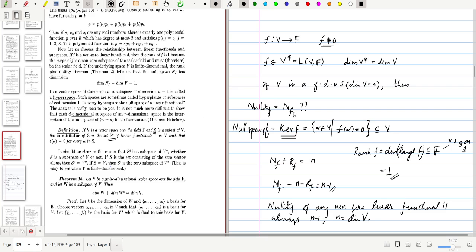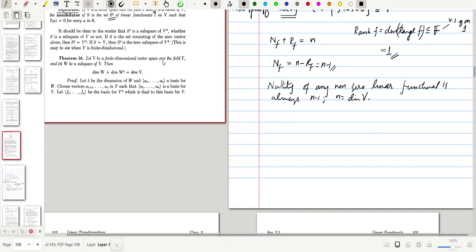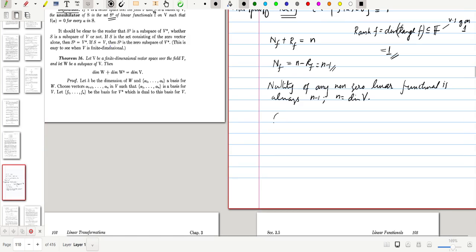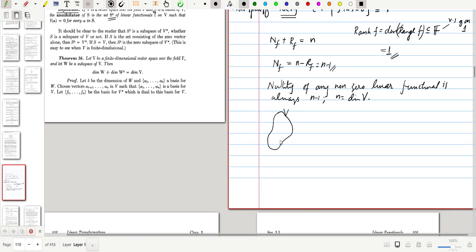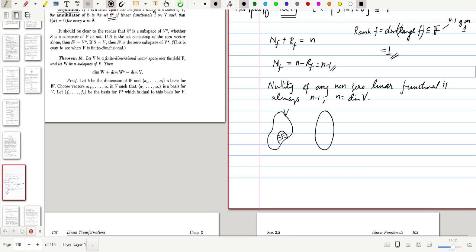So this is our vector space V, and we consider a subset of it, which I call S. This is the subset of V, and we consider the set of all linear functionals which map it to zero.